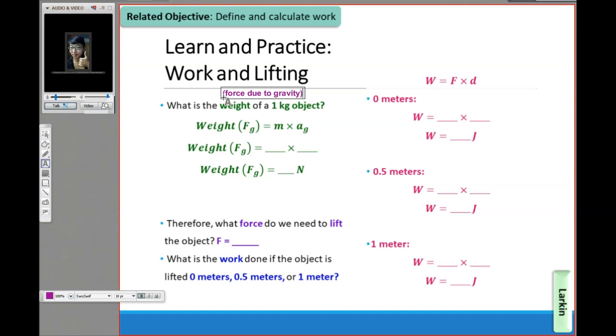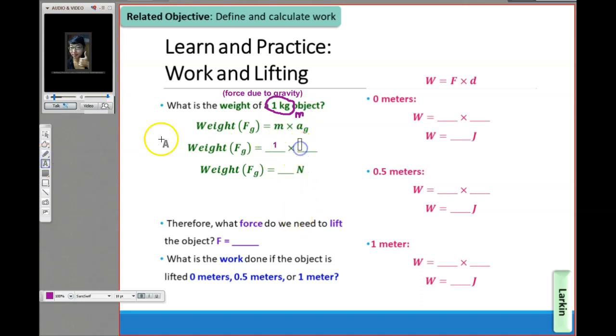And this force due to gravity is calculated using mass times the acceleration due to gravity. So let's go ahead and annotate this. 1 kilogram, kilograms is the unit for what? Is that the unit for mass or for gravity? Yep, this is going to be our mass. So down here, I'm going to go ahead and plug in 1 kilogram for our mass.